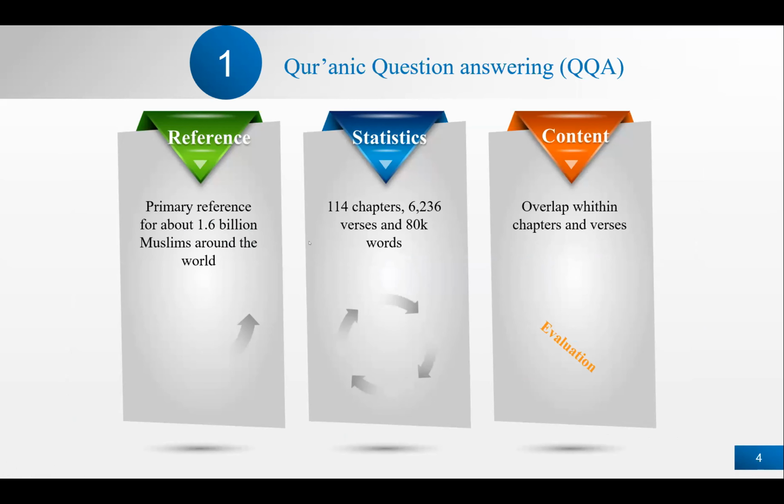The Holy Quran is the primary source for about 1.6 billion Muslims around the world. It is composed of 114 chapters, and its verses may overlap.